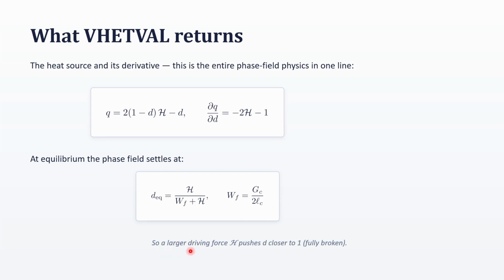So a larger driving force H pushes D closer to 1, which is fully broken. Okay, so you can understand when F goes to FF, according to that history field equation, H tends to infinity, right? So when H tends to infinity, what happens? Your phase field also goes to infinity, or it is undetermined. So it is very, very important to cap H until you get your effective phase field as 1. Because beyond 1, phase field cannot grow, right?